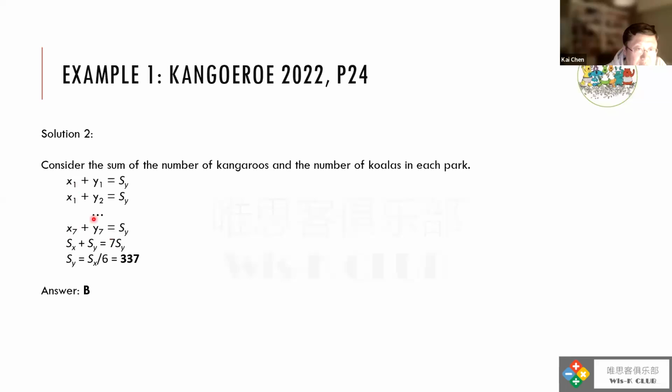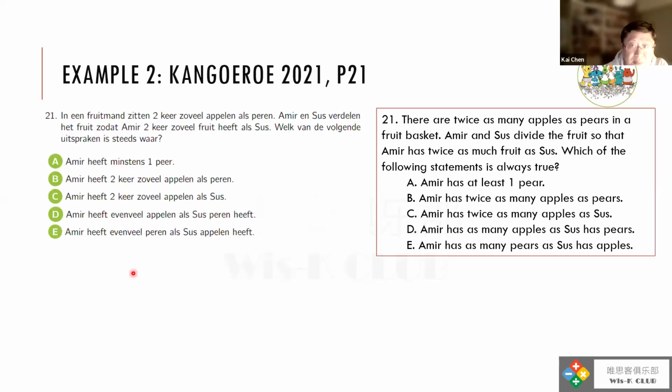Then you sum them up again. On the left, you have the sum of kangaroos plus the sum of koalas. On the right, you have 7 times the sum of koalas. Then you get the same result. Okay, so that's the first example. Second example: for this example, I will say it's not always necessary to find the real solution.